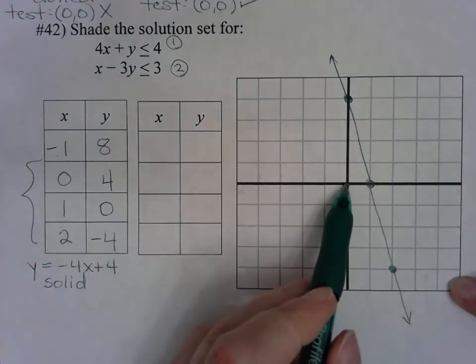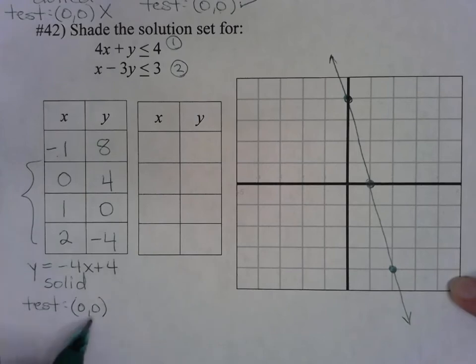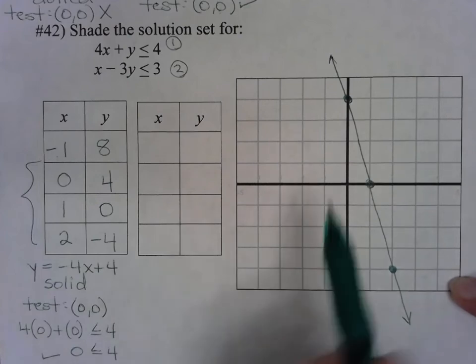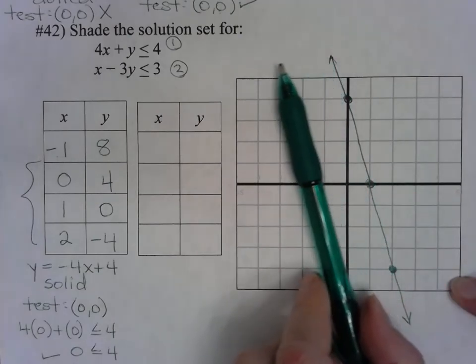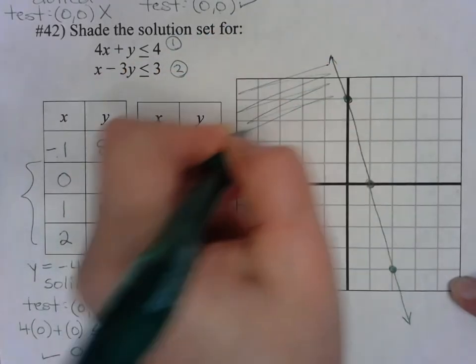Okay, 0, 0 is not on the line, so I'm going to test 0, 0. And remember, it's really a good idea to go all the way back to the original. So this would be 4 times 0 plus 0 is less than or equal to 4. This is 0 plus 0. So 0 is less than or equal to 4. That's true. So 0, 0 is a solution, which means all the points on this side of the line are solutions. So you will want to shade.